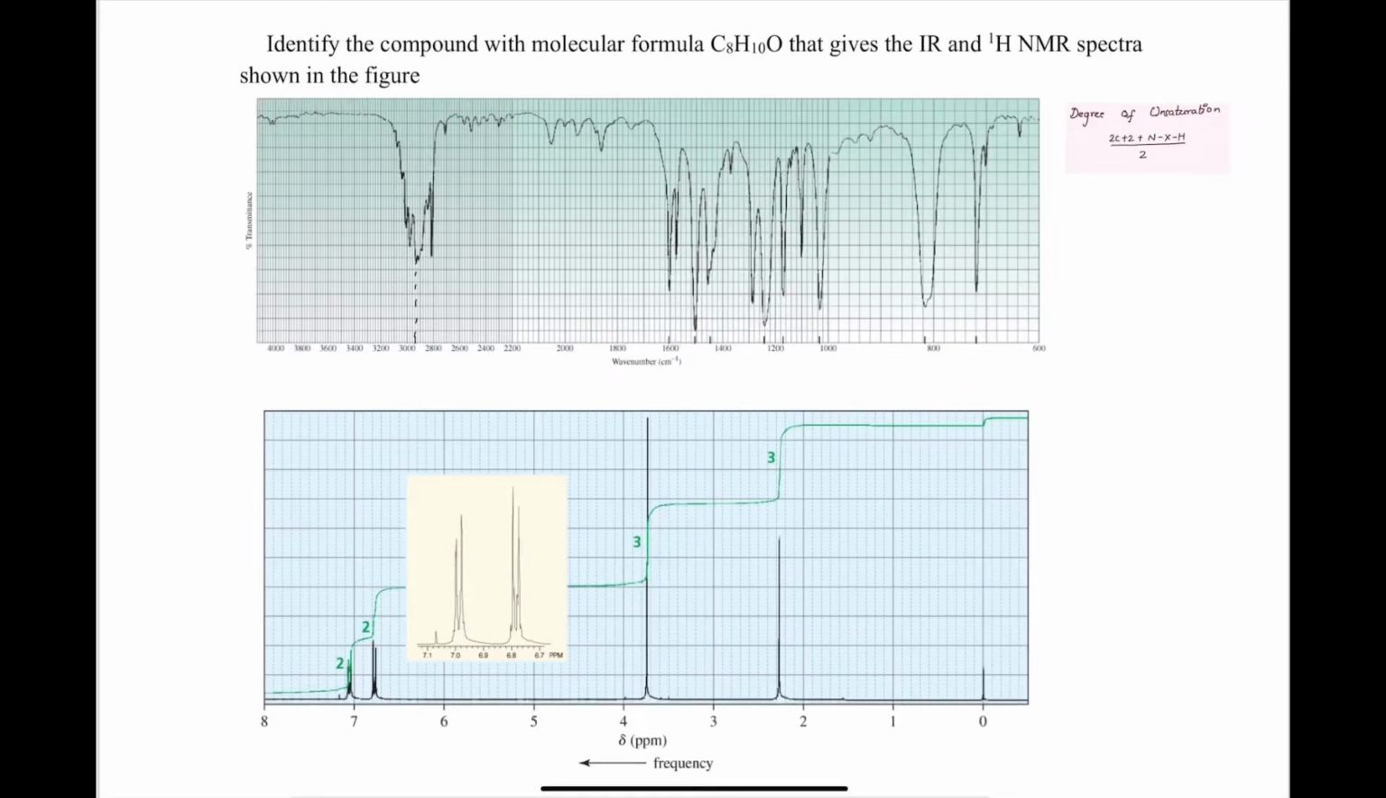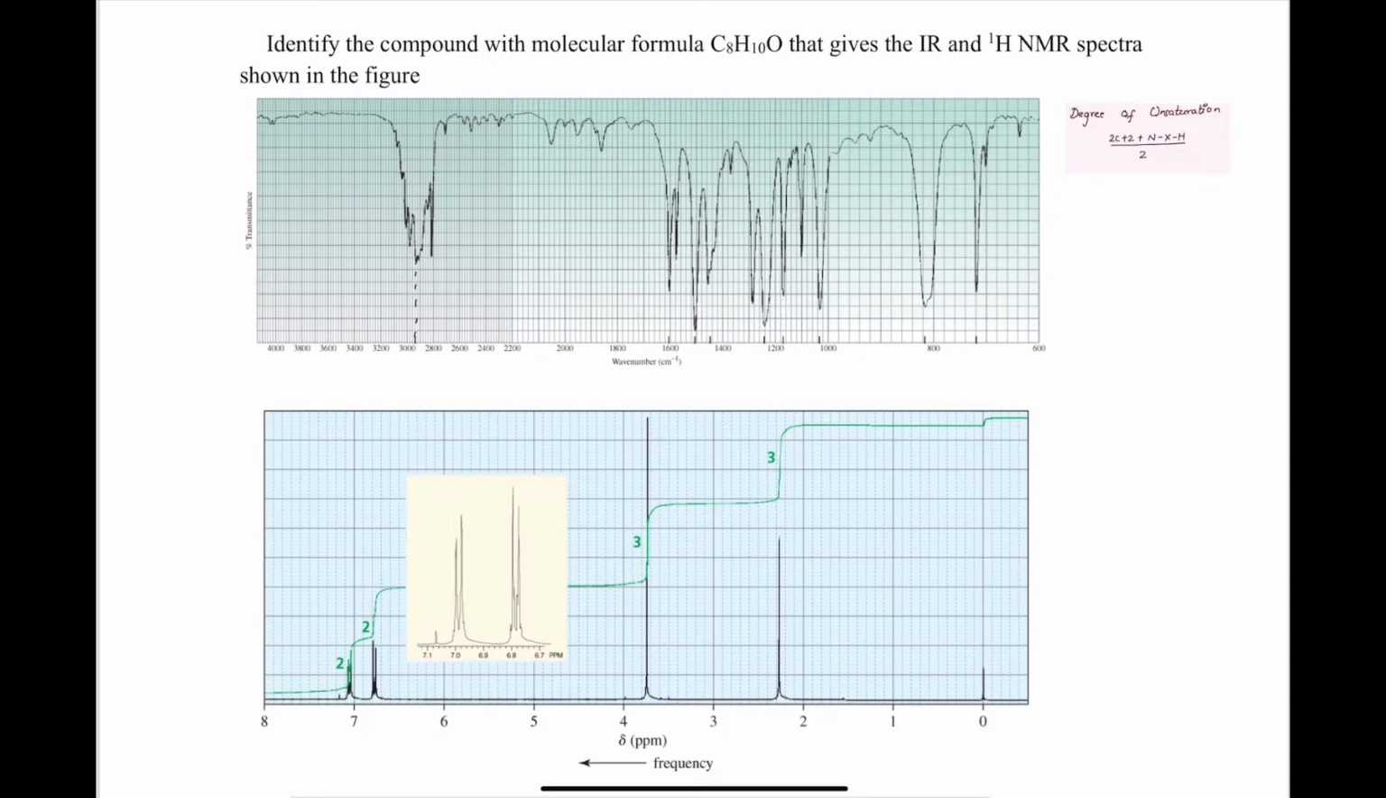Identify the compound with molecular formula C8H10O, which gives the following IR and NMR spectrum. Okay, when the molecular formula is given, the first thing that you would start on is to find the degree of unsaturation of the compound using the formula here.